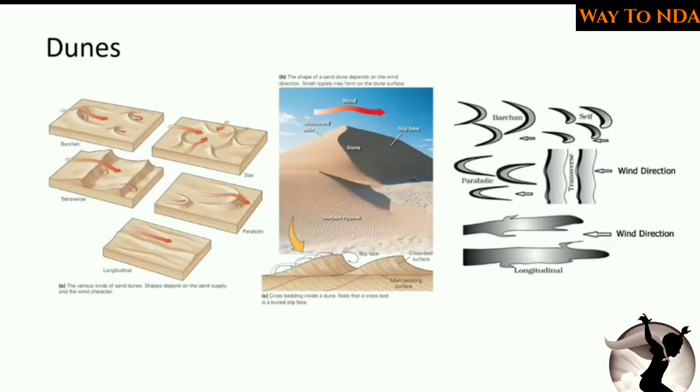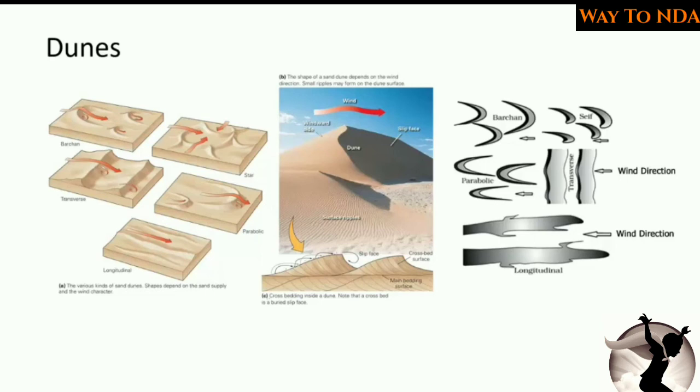Okay, so it may be a small plant, or it may be a shrub, or it may be a tree. So this will be an obstruction for the wind, and it will be depositing all the sand or silt which it has brought with it. And it will result in the formation of different types of dunes depending on how the obstruction is.